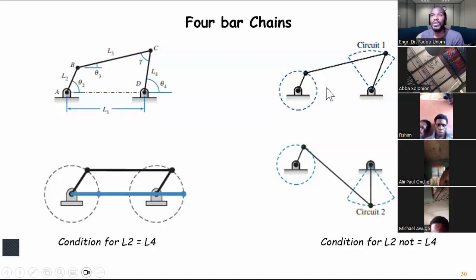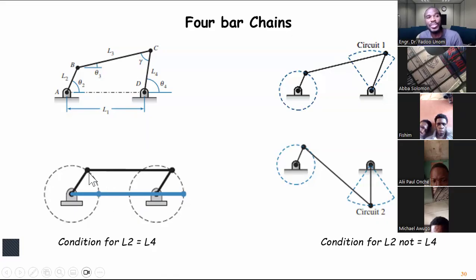You have a similar thing in this arrangement here, but this arrangement and this arrangement are arranged differently, but they are all still crank and rocker mechanisms. In this one, your rocker is up. In this one, the rocker is down. And obviously, you see that the connecting rod in this second case is longer than the connecting rod in the first case.